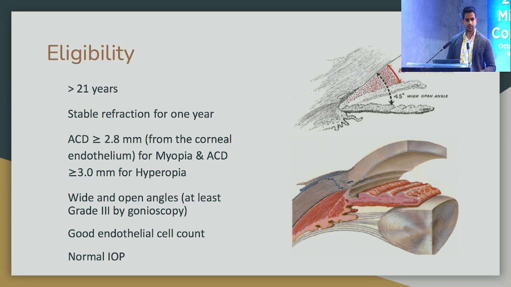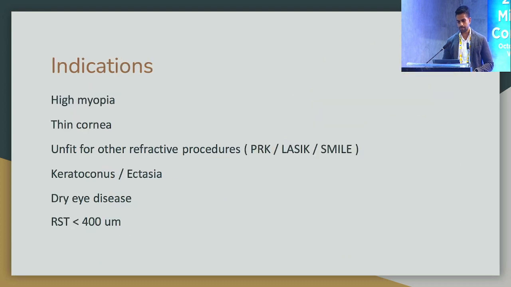Eligibility is like, again, your LVC, any laser vision corrections. The criteria should be more than 21 years of age. Patient should have a stable refraction for at least 1 year. The AC depth should be more than 2.8 millimeters in case of myopia and more than 3 millimeters in hyperopia. The angle should be wide, and a good endothelial cell count and a normal IOP.